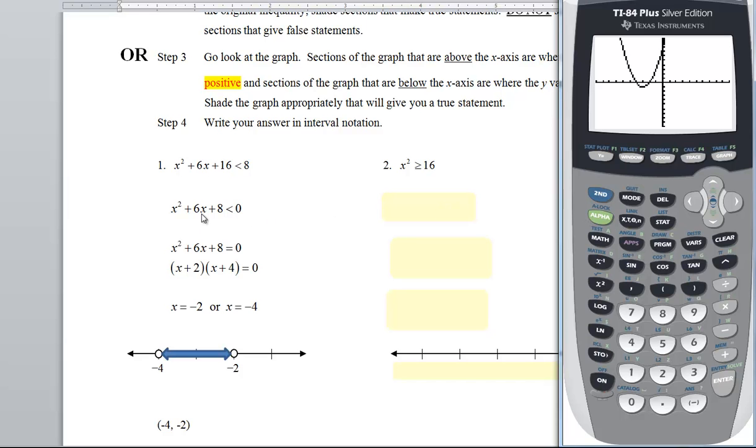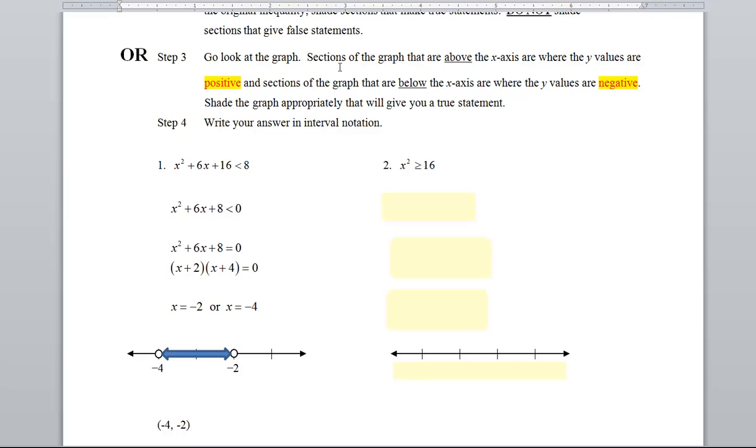Okay. Now, looking at this graph, I want my y values to be negative. Well, guys, the only place where my y values are negative is where it's under right here, and that's between -4 and -2. These other values are over. Okay? So let's see what this says.